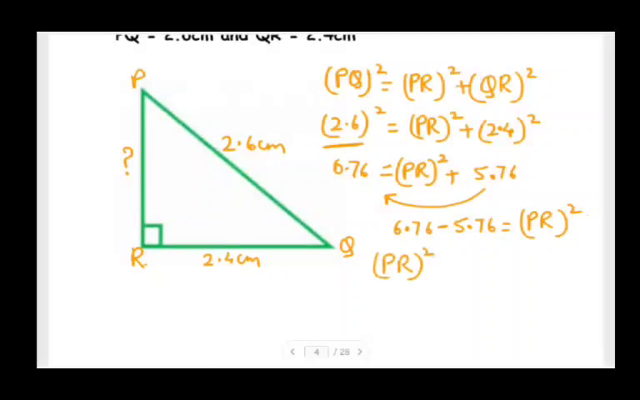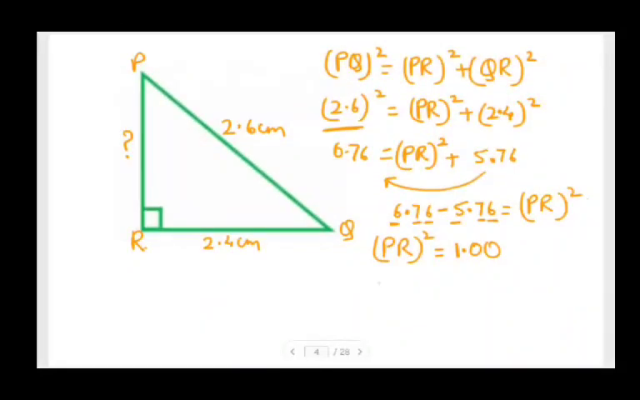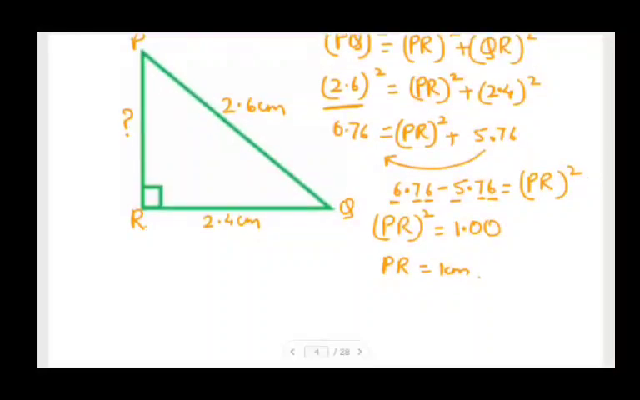PR the whole square is equal to, how much is this? 6 minus 6 is 0. 7 minus 7 is 0. 6 minus 5 is 1. Yes, what is the square root of 1, children? Square root of 1 is 1. Alright, so what is the length of PR? It is 1 centimeter. Hope that was easy.